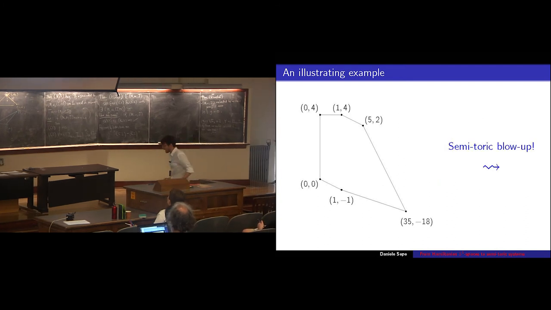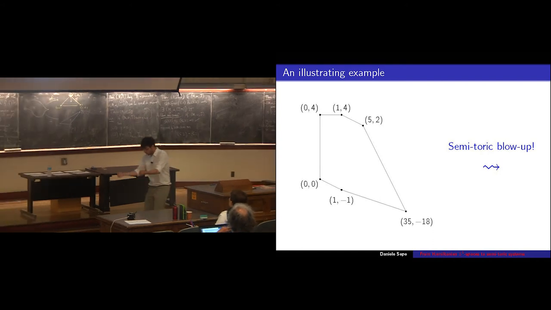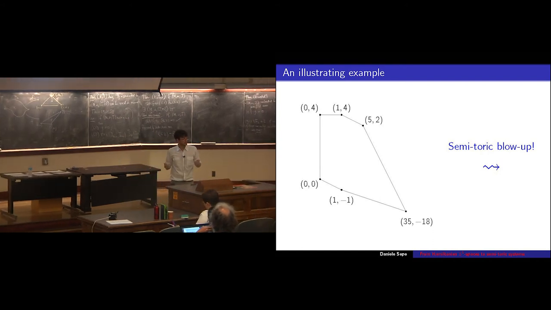Now you blew down. Now you want to blow up. You want to come back, right? You want to put the bad point back in. And you want to do it in a way that is S1 equivariant, but in fact S1 times R equivariant, not T2. You won't be able to do it T2 equivariantly. Only S1 times R.